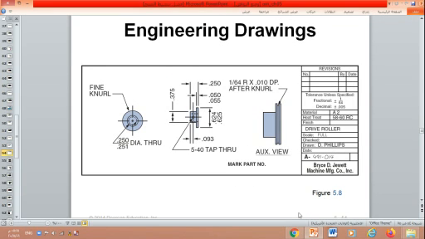This slide shows an example of an engineering drawing. As you see, we have measurement codes associated with the products. Also, we have dimensions of the components of the products. So engineering drawings show the measurements, codes, tolerance, and dimensions of the product components.